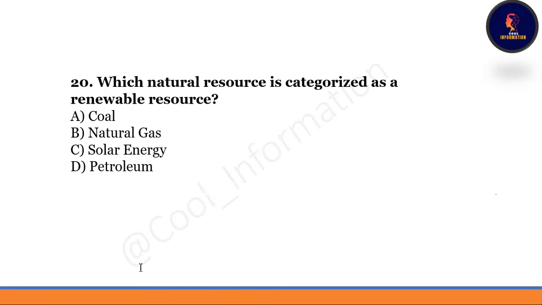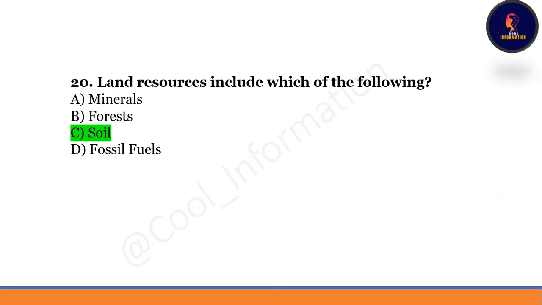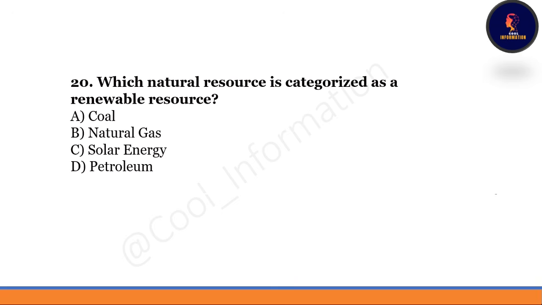Next question. Which natural resource is characterized as a renewable resource? The given options are coal, natural gas, solar energy, and petroleum. From the given options, which of the following natural resources is characterized as a renewable resource? Option C is correct. Solar energy is characterized as a renewable resource.